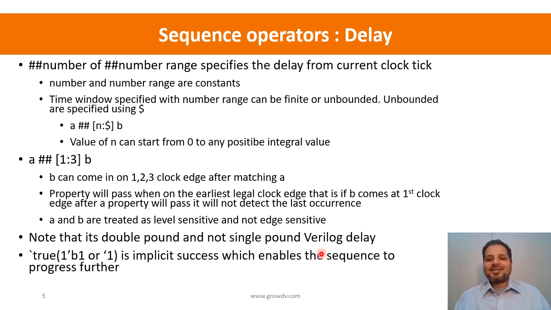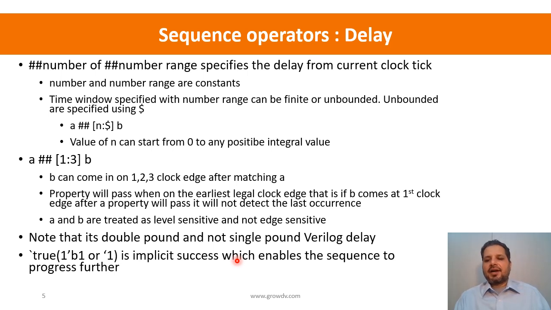Pound, sorry, we were using it for the Verilog delay, right? And then in the sequence, a true is represented by your 1'b1, or sometimes just called tick 1 also. Don't get confused. If in some places you see tick 1, it implies 1'b1, which is nothing but true, right? So implicit success enables the sequence to progress further.